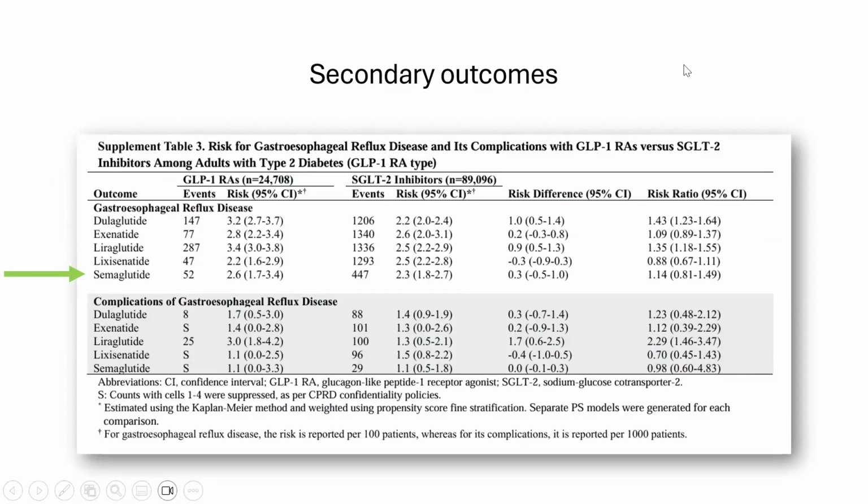So I have not put all the secondary outcomes, only the important ones. It's interesting to note that liraglutide and dulaglutide had statistically significant risk ratios. The semaglutide risk ratio of developing GERD was very minimal, 1.14, and the confidence interval was 0.81 to 1.49.